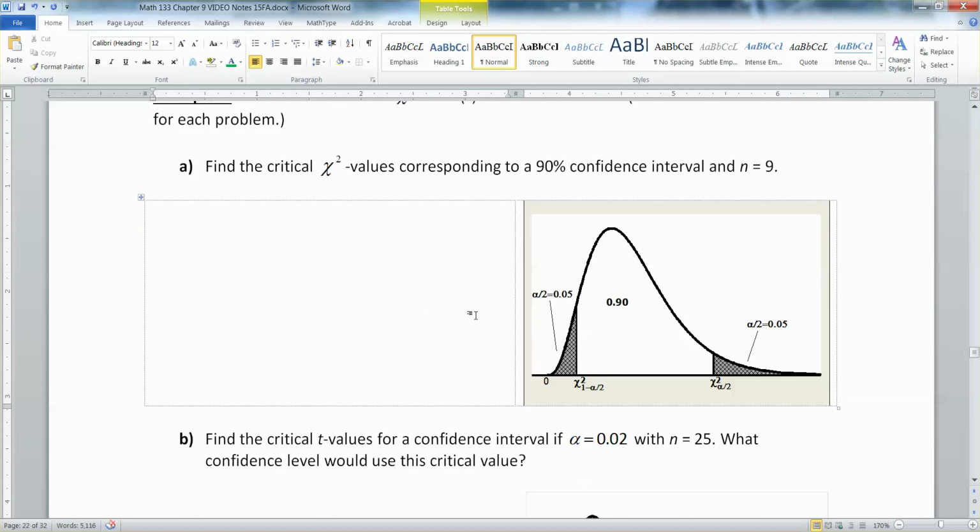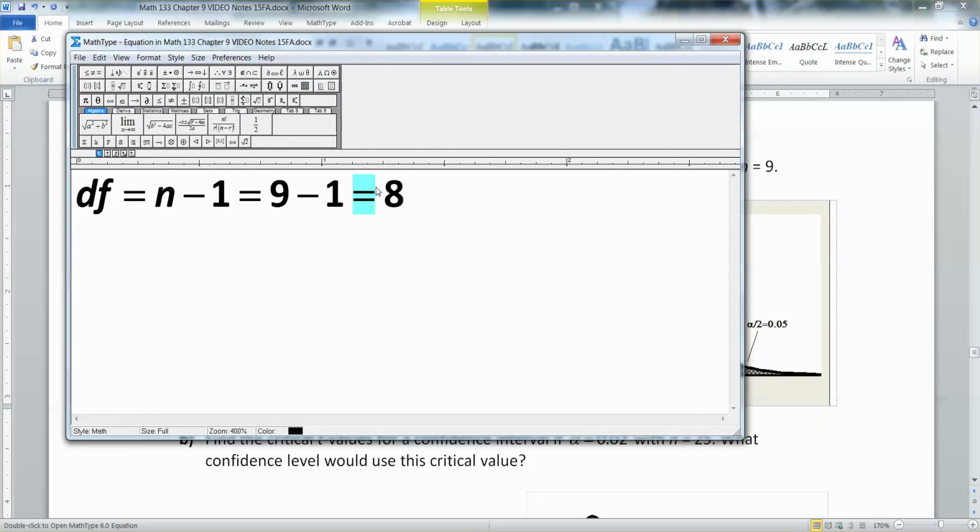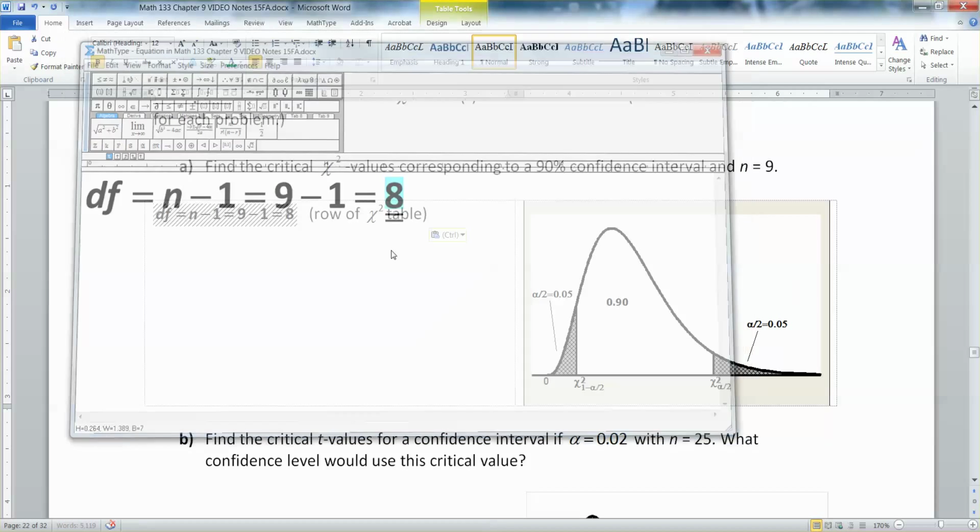Okay, so I have a picture drawn here. Now the middle is 90% because that's our confidence interval, right? So I needed to figure out the area in the tails, and I found it to be 0.05, and let me prove to you why. Well, first of all, let me find the degrees of freedom, because degrees of freedom is super easy. It's n take away 1, right? And since n is 9, it's going to be 9 take away 1, which is 8. So that's our degrees of freedom. That'll be the row of the chi-square table that we go to.